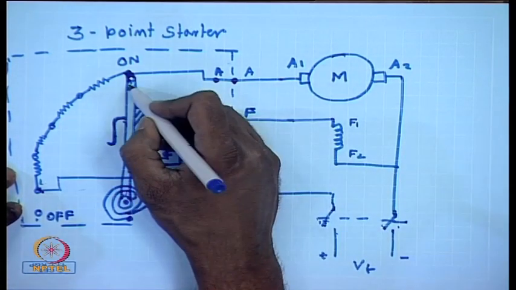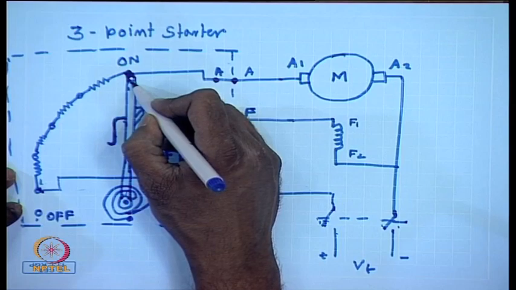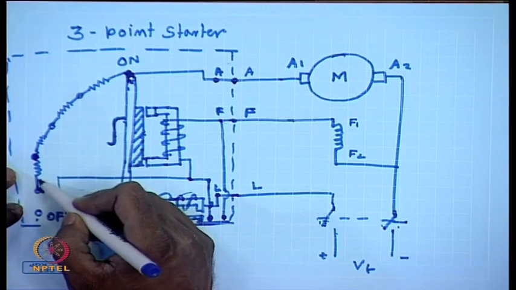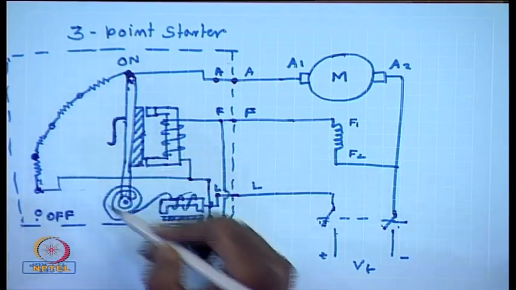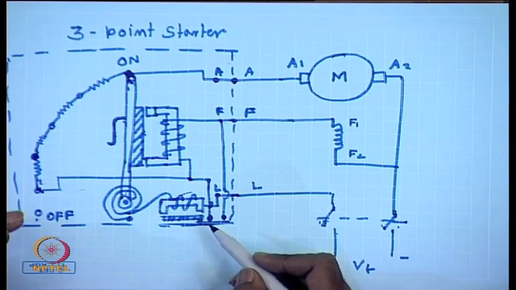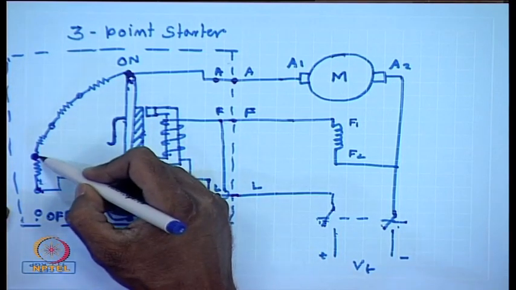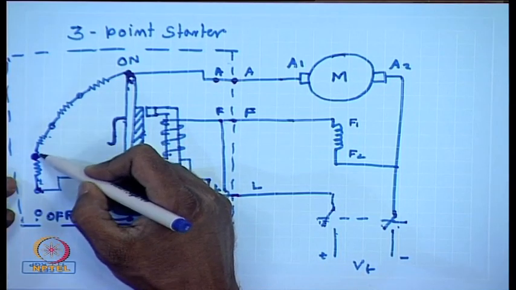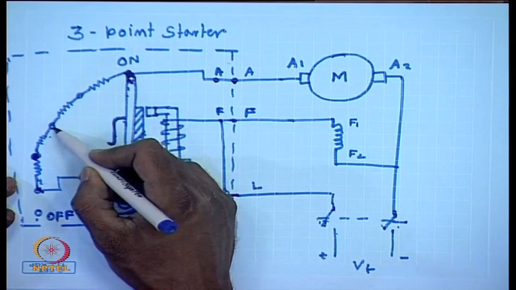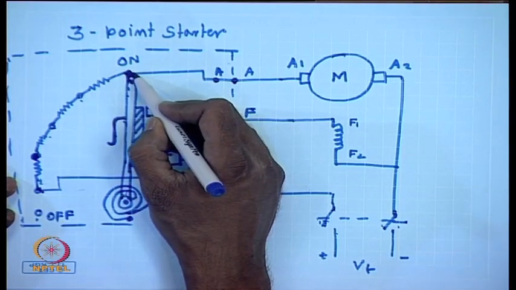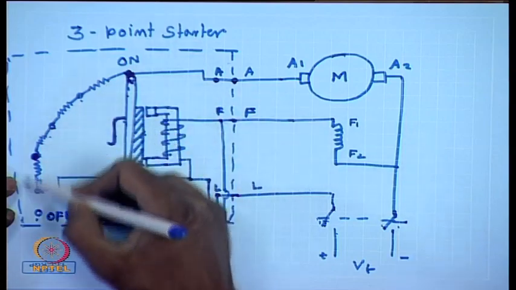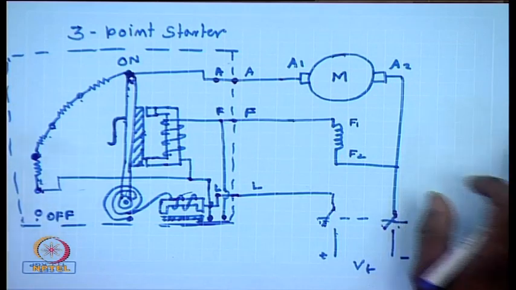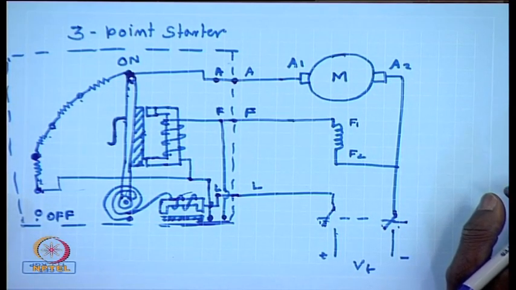As the machine speeds up, the handle moves to the next stud. So, this part of the resistance is cut out from the supply and the current in the machine increases. The machine accelerates further and the current starts reducing. When the current has dropped to a certain level, the handle is moved to the next stud, then the next stud and finally to the on position. When it reaches the on position, all the resistance in the armature circuit is cut out and the machine operates with its intrinsic armature resistance.